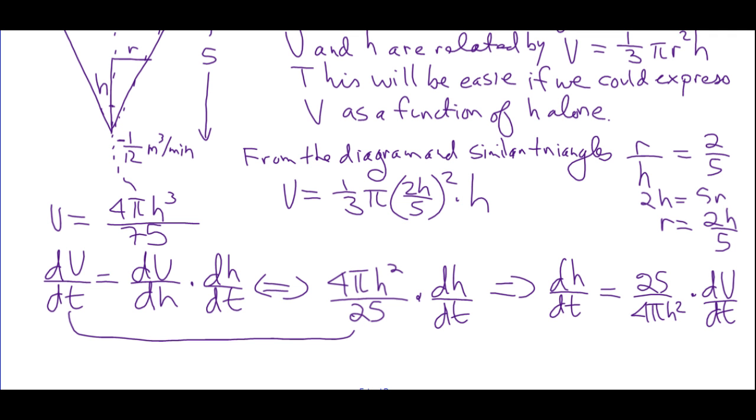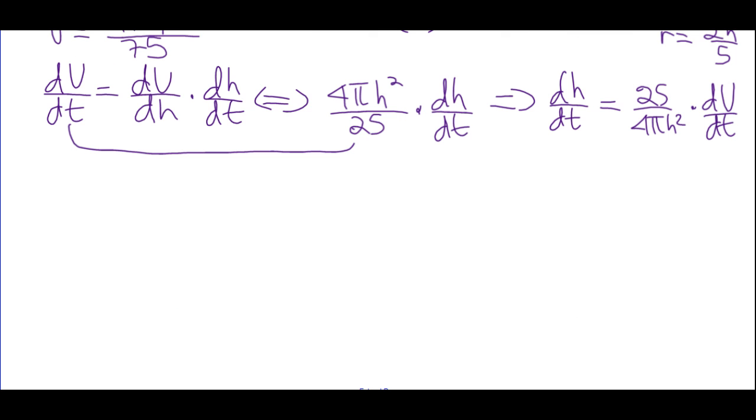So all we have to do is substitute in. So that's equal to 25 over 4 pi 4 squared times negative 1/12. Right? So dh by dt will be negative, which is what we expect. The height's going down. We're not pouring water in. Water is leaking out or is being released. So dh by dt should be negative.